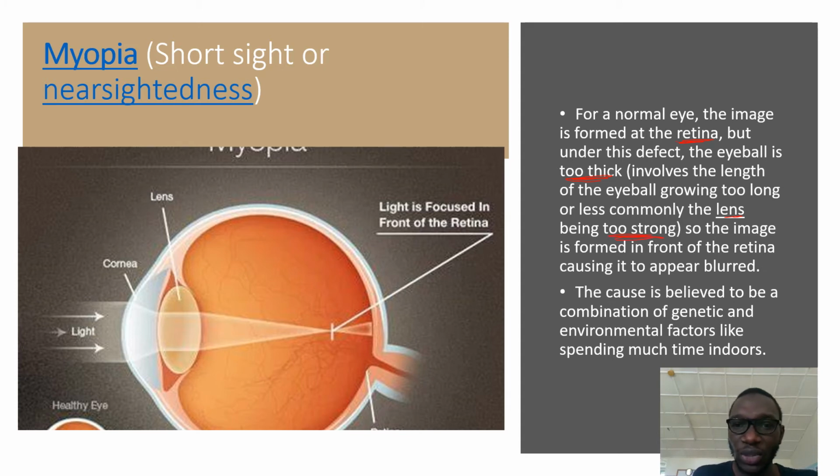So if the lens is too strong, coming back to this diagram, we can see that the lens converges the rays and the image is formed here before the retina. The retina is somewhere here. Image is formed before the retina. So that's the biggest problem. Your lens is too strong, it converges the rays so much, or your whole eyeball is too thick.